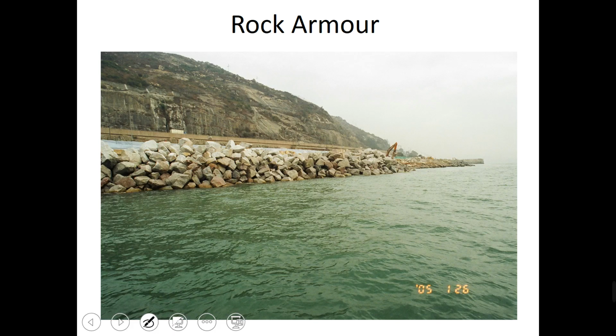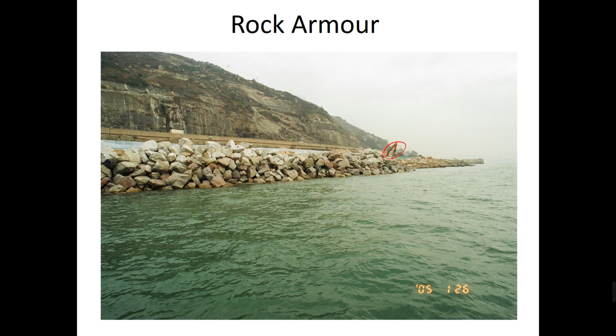Rock armour, again you'll see this all around the coast of Ireland, are basically massive big boulders that are placed along the coast, and you can see here that they're being placed by this piece of machinery. They have to be big enough so that they can't be removed by storm waves. So there's no point putting rock armour here.